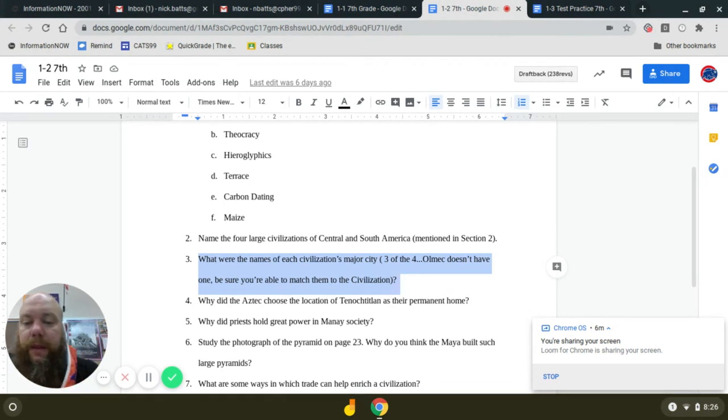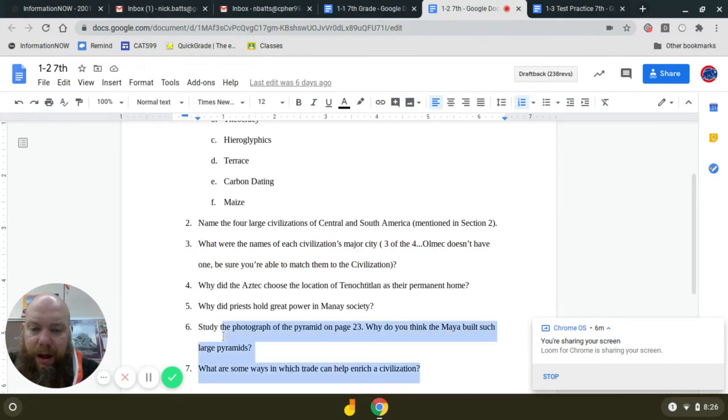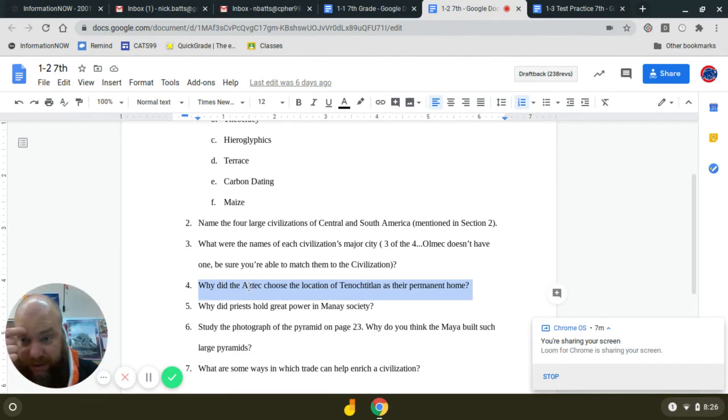So again, these ones at the bottom, study the photograph. What are some ways? That's an essay, and that's a photograph picture. So those won't be on the test, okay? And so the Aztec, why did they choose that location? It talks about this in the section, because there is a symbol there that they saw that they were looking for. And so you need to be able to tell me what the symbol was if that's on the test. Every test question will have been on the study guide, but not every question on all 3 of your study guides will be on the test. So there's not going to be surprises, but it's not all going to be on there. It's a 35-question test, okay? So that's basically it from Section 2.